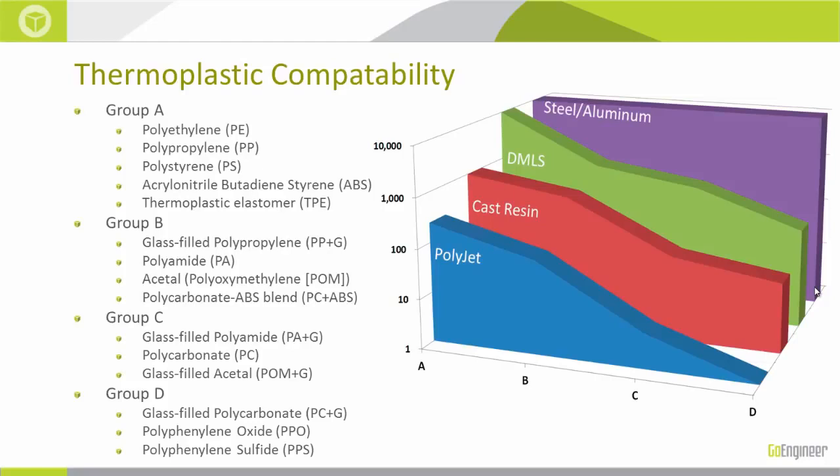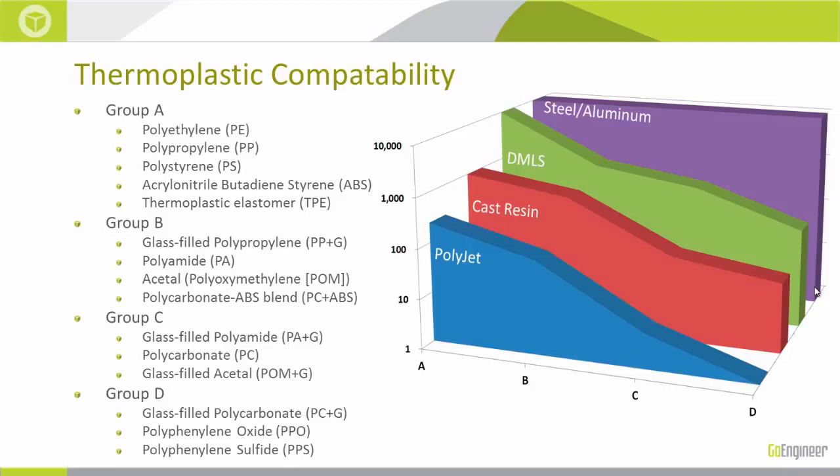So the specific materials that we're talking about are displayed in this graph here. What we're looking at is 4 different groups of materials, A, B, C, D. In this 3D graph, we have A, B, C, D along the X, and we have a quantity of shots in the Y. In the Z, we have different groups of mold tooling based on the material of the tooling, okay? At the front of the list, we have the PolyJet, our printed tooling. And at the back of the list, we have steel and aluminum, your conventional tooling, okay?